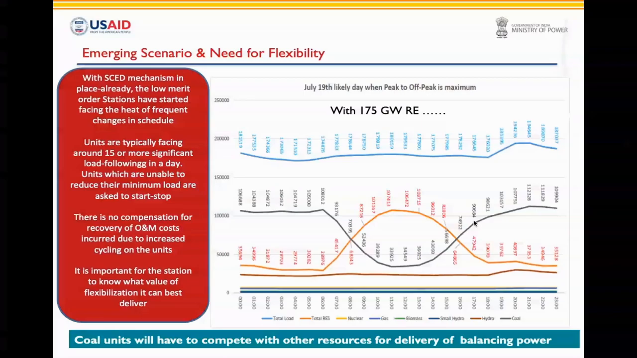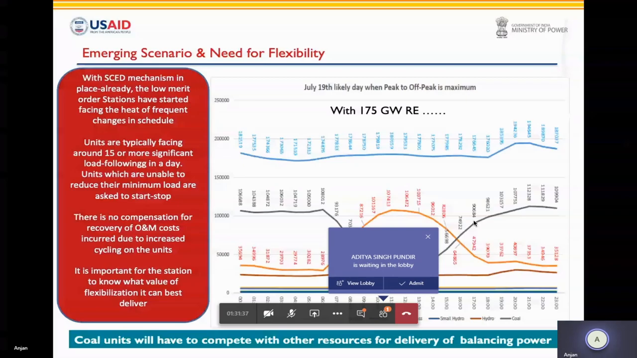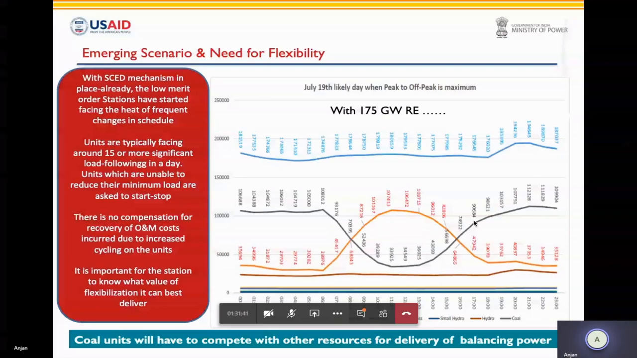And with the real-time market, which is expected to come in June, a lot of things will change on the ground. If you are able to deliver the value of flexibilization, balancing power, then even the higher cost units will survive. Otherwise, they'll simply be shut down.